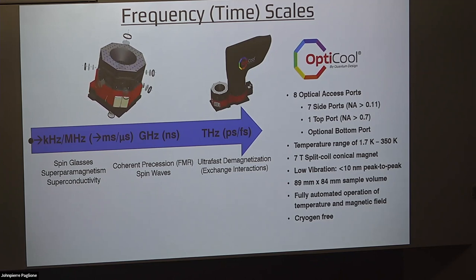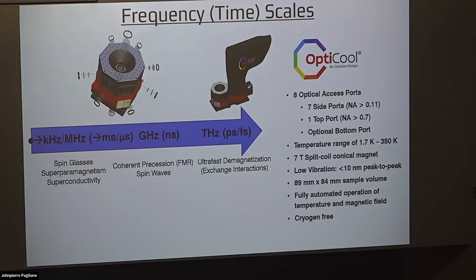You can customize all these windows, et cetera. Temperature range is 1.7 Kelvin up to 350 Kelvin. So it actually goes a little bit colder than a Dynacool, but optical experiments, to our point earlier about heat loads, tend to induce heat loads. So depending on your experiment, the base temperature might be higher. If you pump a bunch of power in there, it's going to warm up. We've got a 7 Tesla split coil, a conical magnet in here, which you can kind of see.